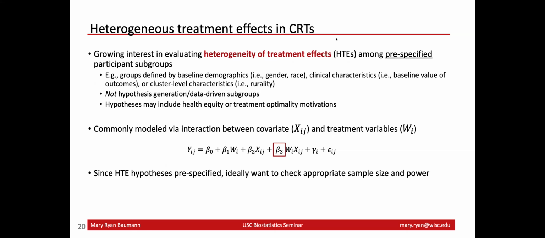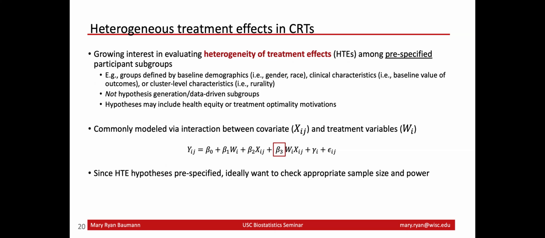And so there are a lot of reasons why you might be interested in these types of hypotheses. It could be from a treatment optimality motivation. You want to see if your intervention works particularly better in high-risk subgroups. You might also be looking at it from more of a health equity standpoint. You're trying to make sure that you're not having differential treatment effects among subpopulations when you didn't intend for there to be differential treatment effects necessarily.